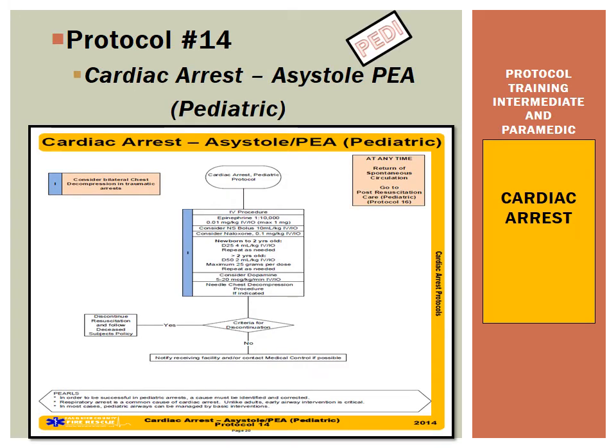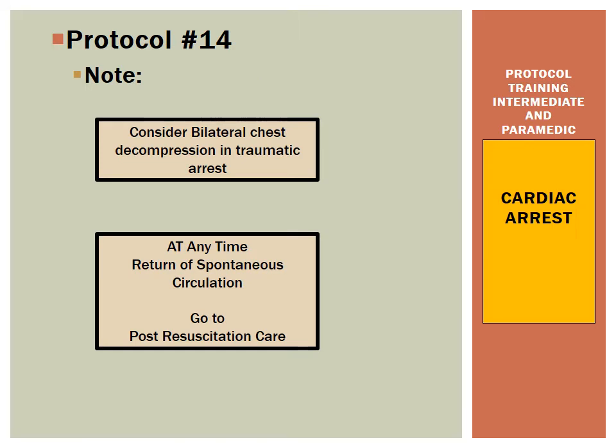Protocol 14 is our cardiac arrest asystole PEA pediatric, and again, covering all PALS and ACLS guidelines. No real change from your current protocols you're working under now. At any time, if you do have a return of spontaneous circulation in either of these protocols, you need to go to the post-resuscitation care protocol. For pediatric, it's protocol 16. For adult, it's protocol 15. All right, also consider bilateral chest decompression in traumatic arrest for both adult and pediatric patients, and once again, refer to the appropriate protocol for return of spontaneous circulation.